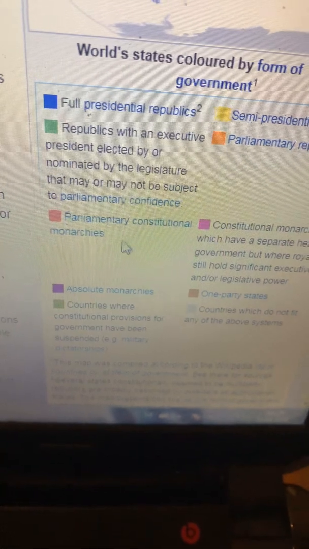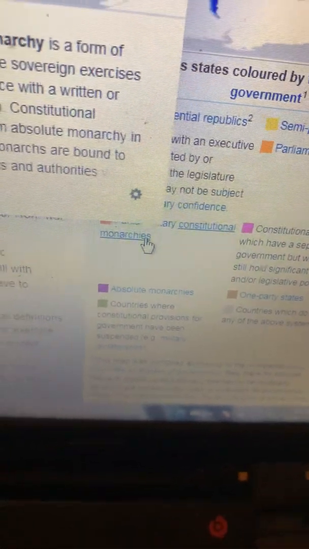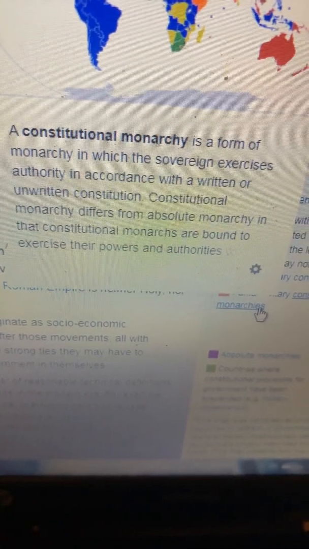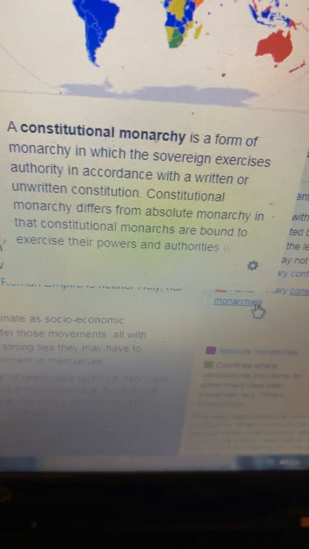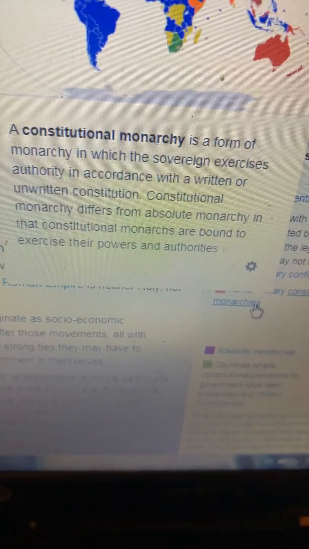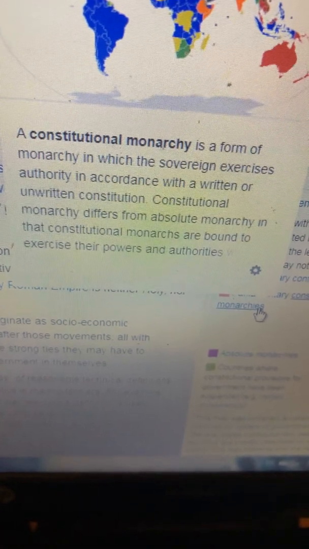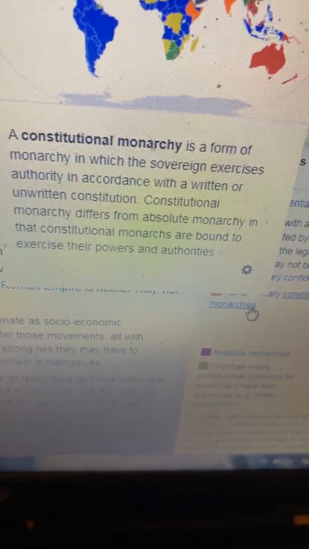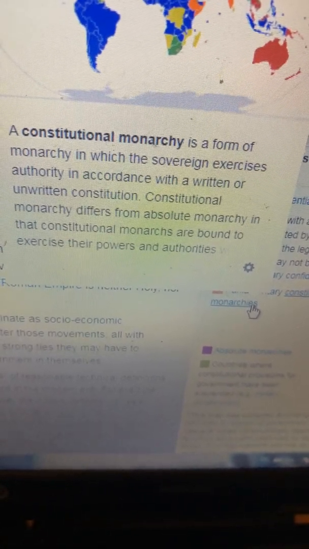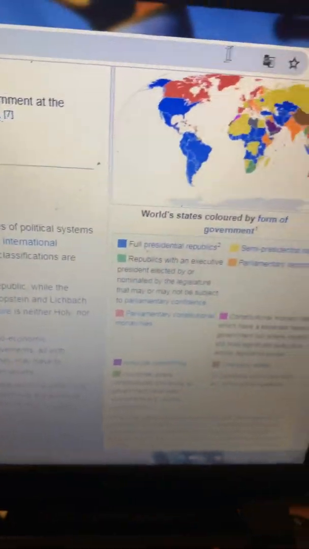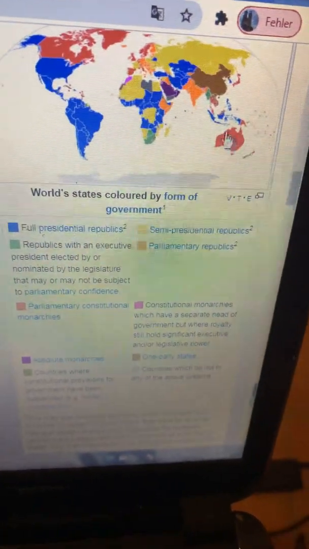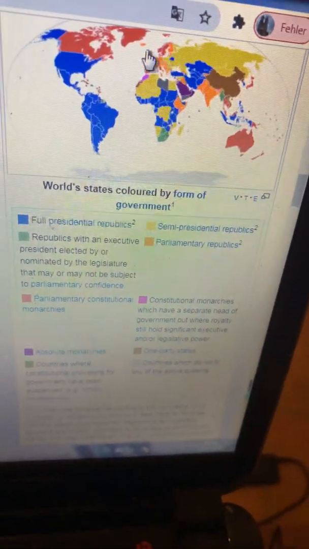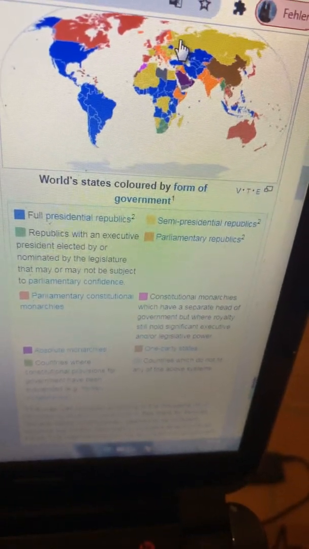And parliamentary constitutional monarchies is a form of monarchy in which the sovereign exercises authority in accordance with a written or unwritten constitution. Constitutional monarchy differs from absolute monarchy in that constitutional monarchies are bound to exercise their powers and authorities. Like in Canada, Australia, New Zealand, the United Kingdom, Spain, and Northern Europe countries, except Finland.